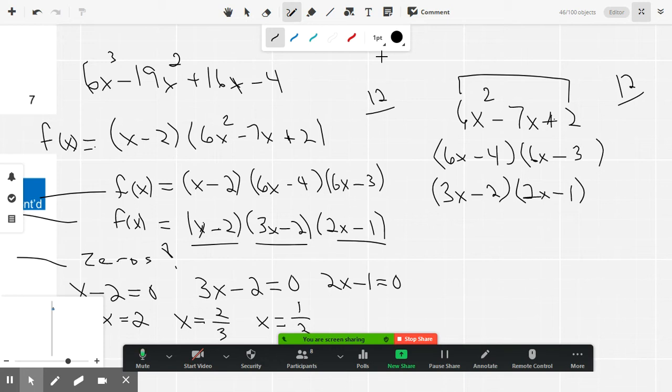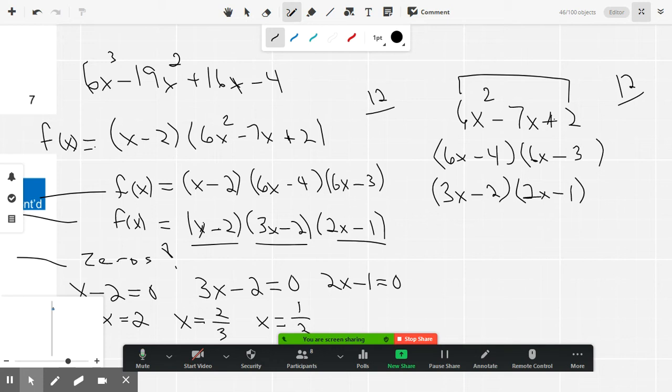Now, if I were to FOIL that back out, 3x times 2x is 6x squared. -3x minus 4x is -7x, and -2 times -1 is +2. So that's just sort of having to go back and remember how to factor.